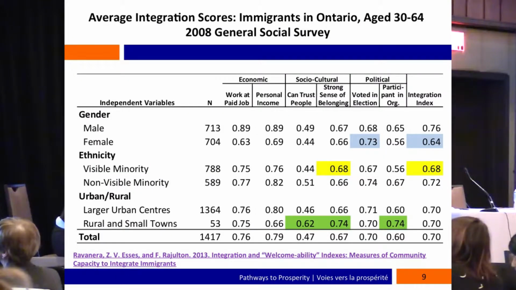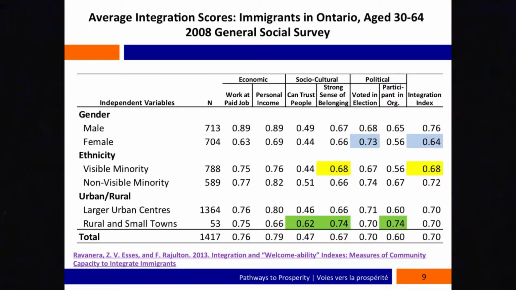Visible minority immigrants are less integrated, though they may feel a stronger sense of belonging than the non-visible minority. Immigrants in the rural areas are as integrated as those in the urban areas, as their low scores in the economic dimensions are made up for by their higher scores in the social and political dimensions. This study can be accessed through the website of the Population Change and Life Course Strategic Knowledge Cluster. We made this study, and Stellian is one of the authors right there.